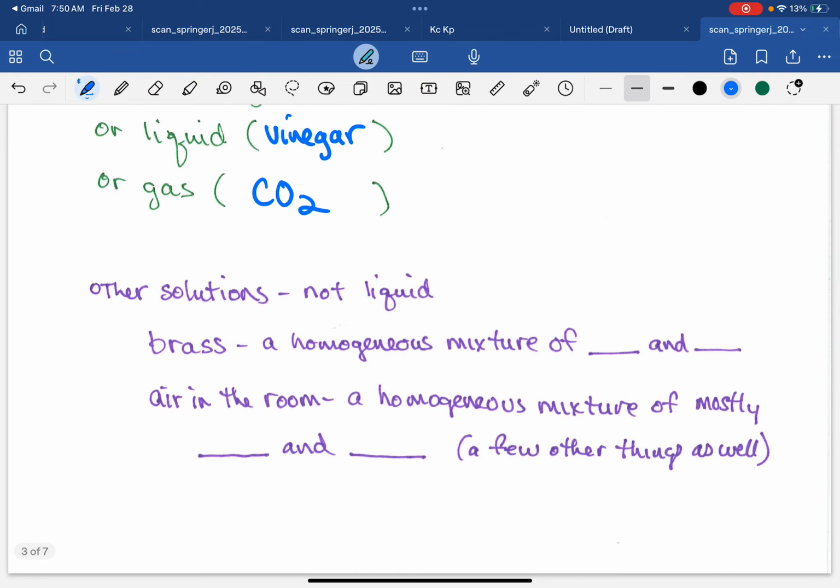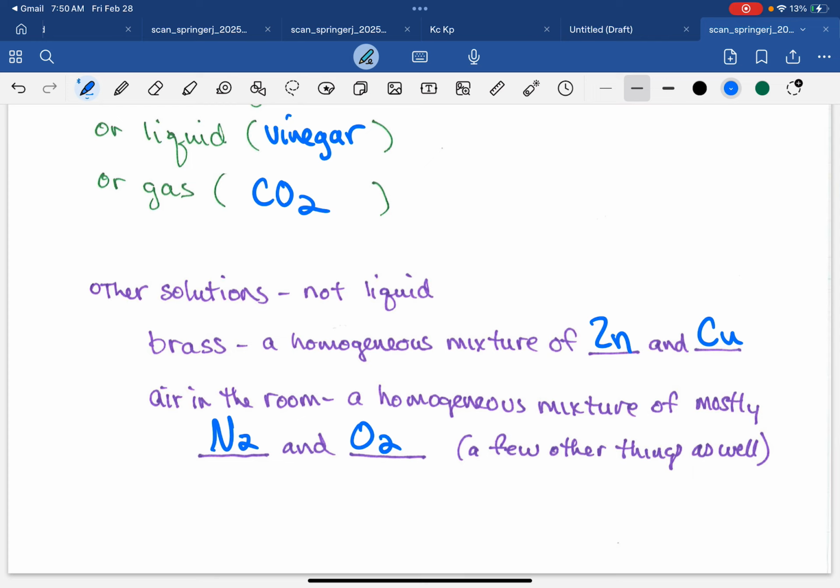Other solutions, which are not liquid-based: brass is a solid solution. It's a mixture of zinc and copper, I do believe. And air at room temperature, that's a gaseous homogeneous mixture, mostly nitrogen gas and oxygen gas. And there's some other stuff in there. Everybody, if you're in the room, you're breathing out some carbon dioxide, but that's a pretty small percentage of the air in the room. It's like 78% nitrogen, 20% oxygen. So that's 98%, 99% there, depending on whether it's 20 or 21 on the oxygen.